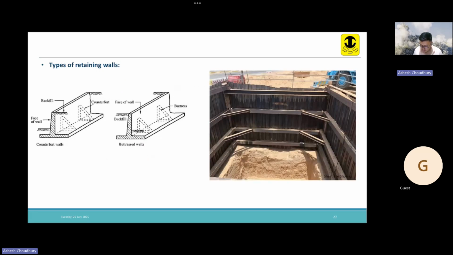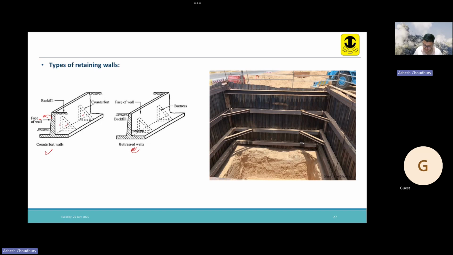And now these are other types of retaining wall. This is called a counterfort retaining wall. So we have some counterforts placed here. If the counterforts are placed on the other side, it becomes a buttressed retaining wall.